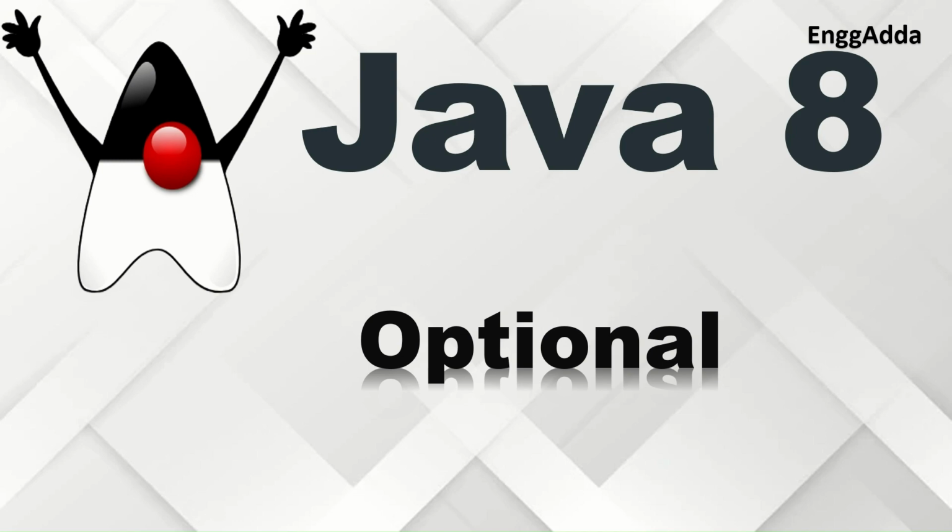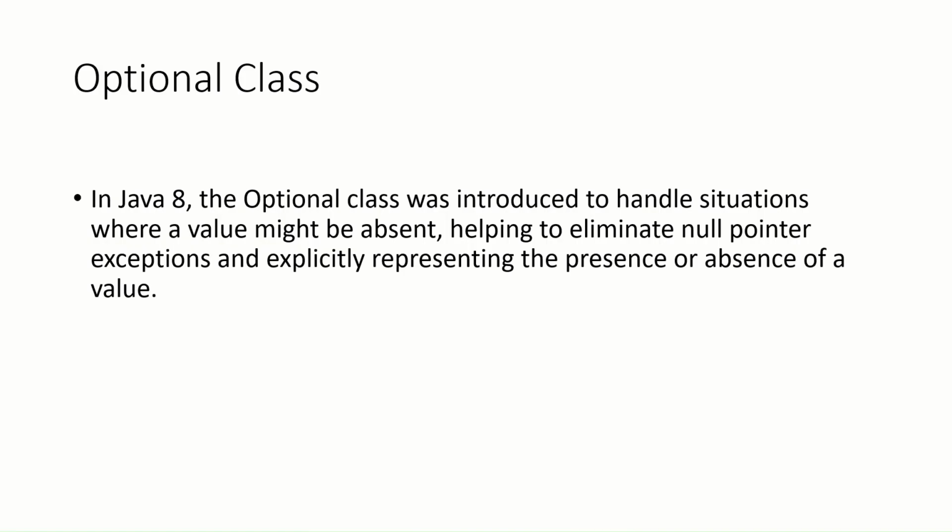Let me go to the next slide and discuss the Optional class first. So what is the Optional class? In Java 8, the Optional class was introduced to handle the situation where a value might be absent. Let's say you forgot to provide some value to a variable; when you are not providing anything, that value automatically becomes null. So the Optional class handles the situation where a value might be absent or null. This is the main purpose of the Optional class.